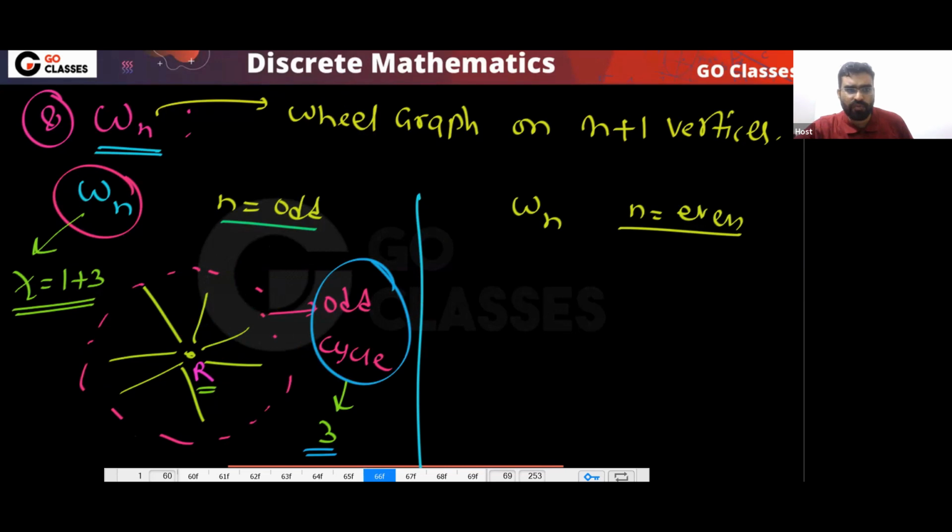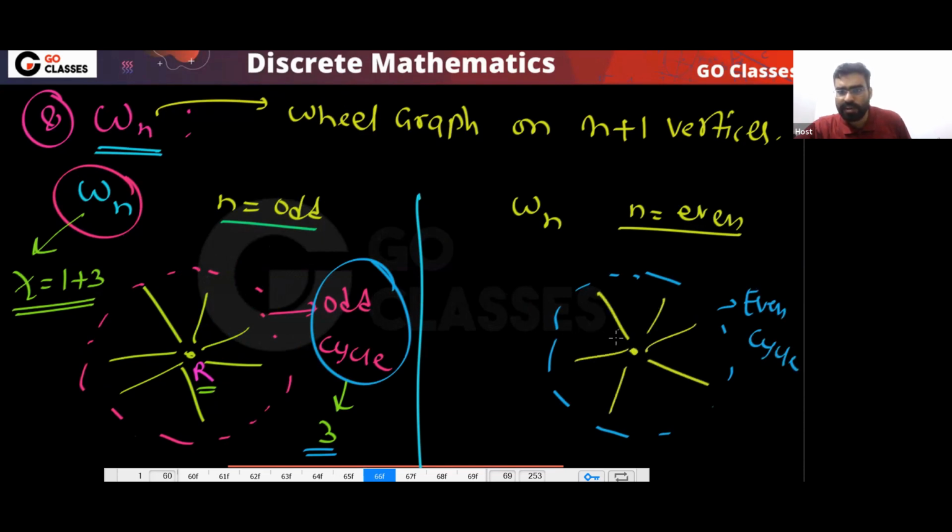And in this situation, what will happen? There is an even cycle. You already know, this is an even cycle, and there is a middle vertex. You cannot reuse the color. If I give the color red here, for the even cycle how many colors do you need? Only 2. So finally the chromatic number will be 1 plus 2, so the chromatic number will be 3.